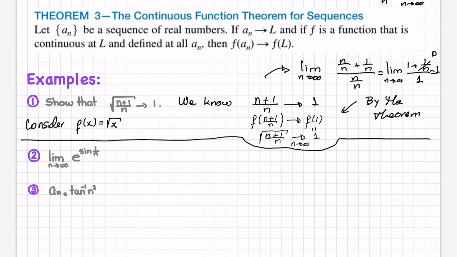Example 2. The limit as n approaches infinity of e to the sine of 1 over n. So do you see that this theorem is the one that's going to allow for us to say, well, 1 over n as n approaches infinity approaches 0, then sine of 0 is 0 and e to the 0 is 1. So this limit must be 1, okay?